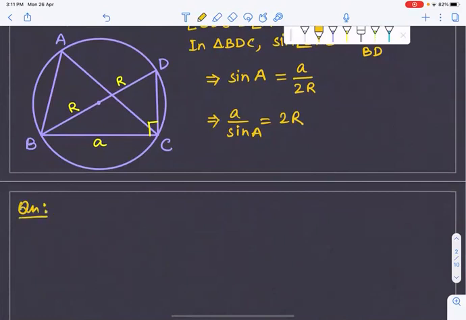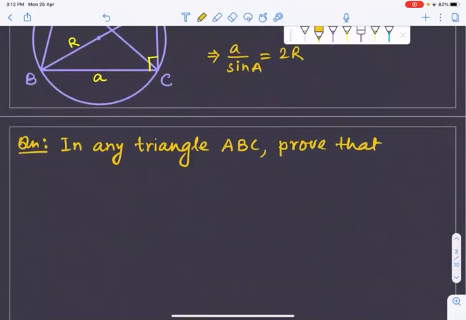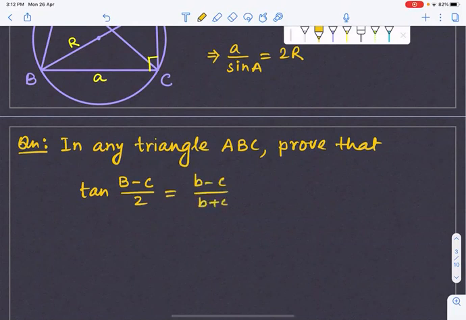Question: in any triangle ABC, prove that tan of (B minus C) by 2 is equal to (b minus c) by (b plus c) into cot of A by 2. We have to prove this for any triangle.